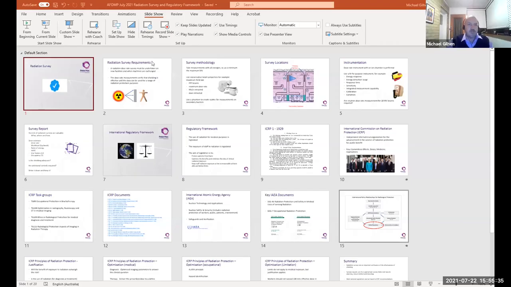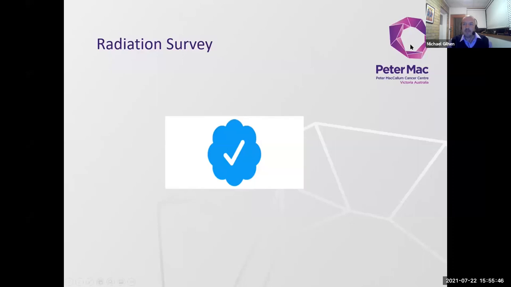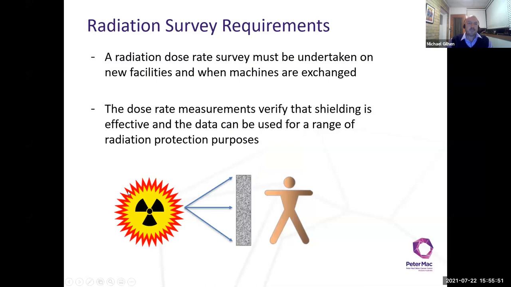So as Thomas said, I come from an industrial background and have been in medicine for about 5 years. And I'm going to just complement Valerie's presentation and talk about radiation surveys very, very briefly. A radiation survey is a very important part of the design and function of a hospital or any other premises where you're using ionizing radiation.